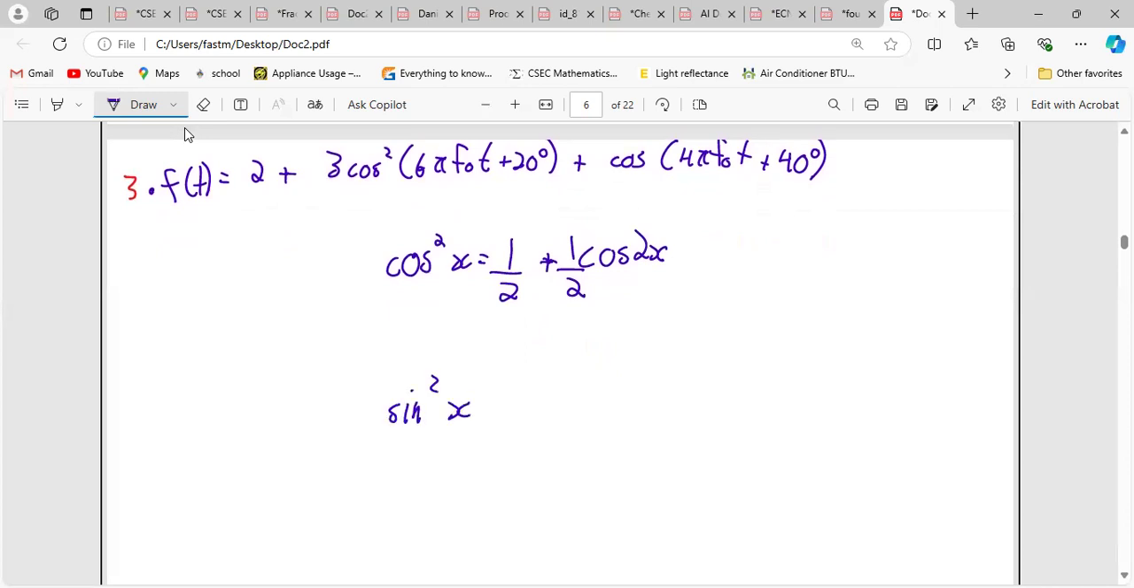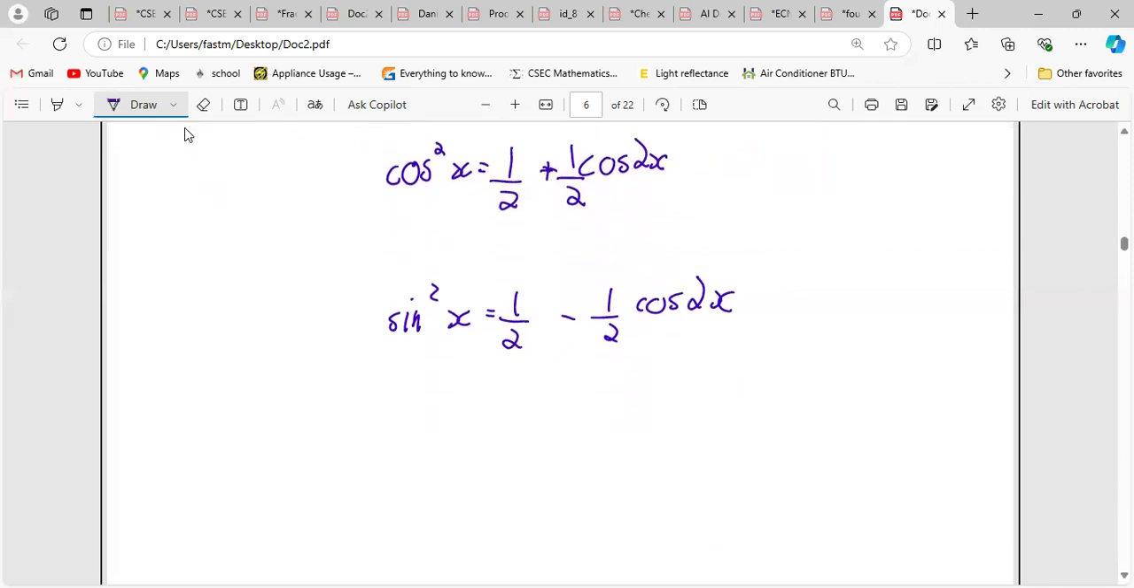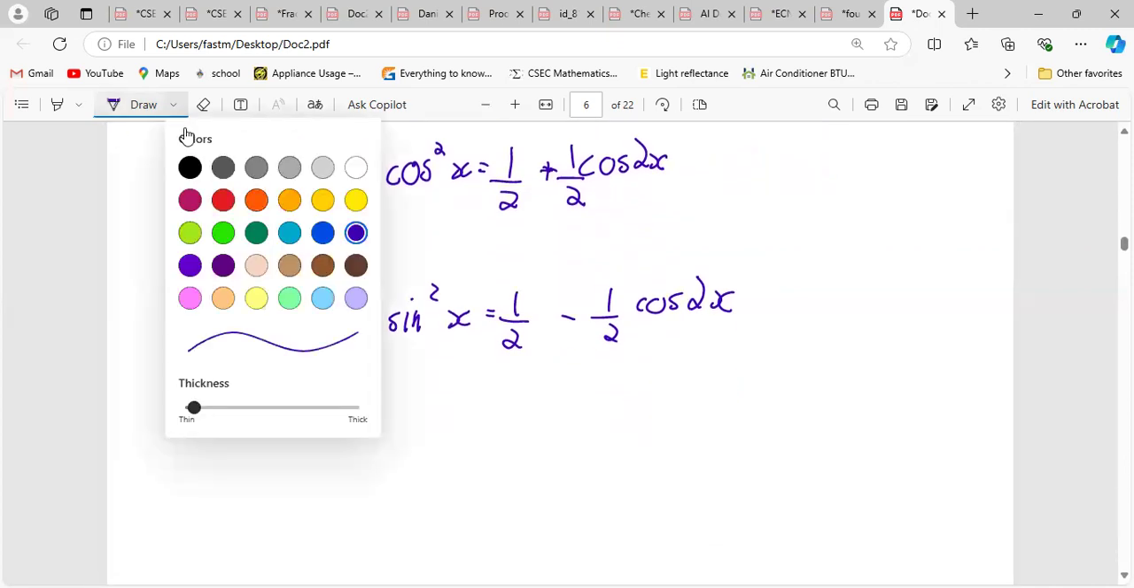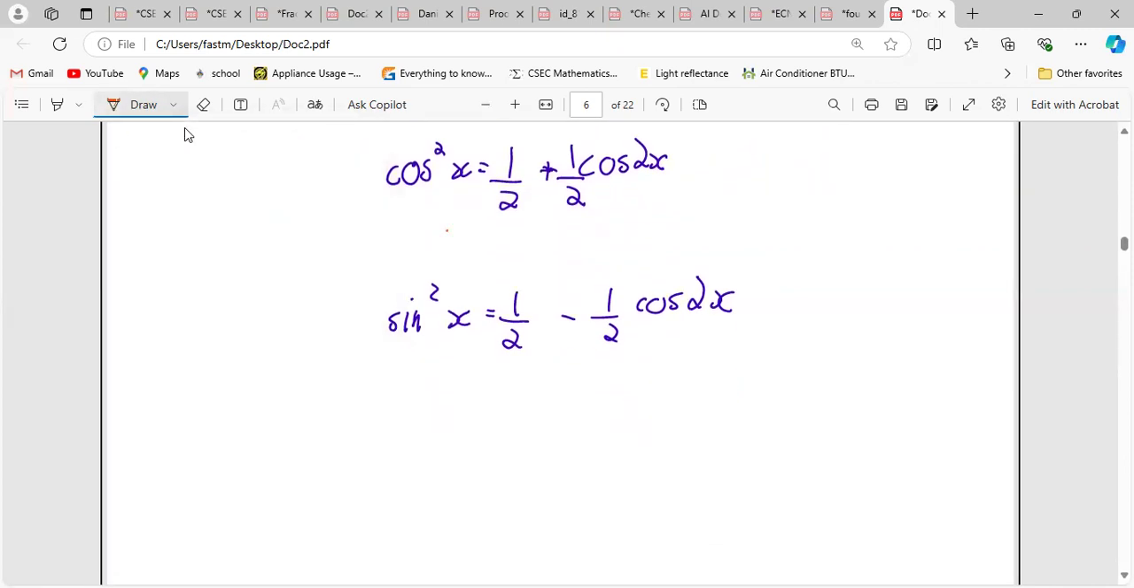So if I had sine squared, it'll be a half minus a half cos 2x. So okay, that's how I remember it, right? So when you have sine, once you remember the form, the plus and the minus just confuse people. So obviously anybody can memorize half plus cos 2x, half plus cos 2x.